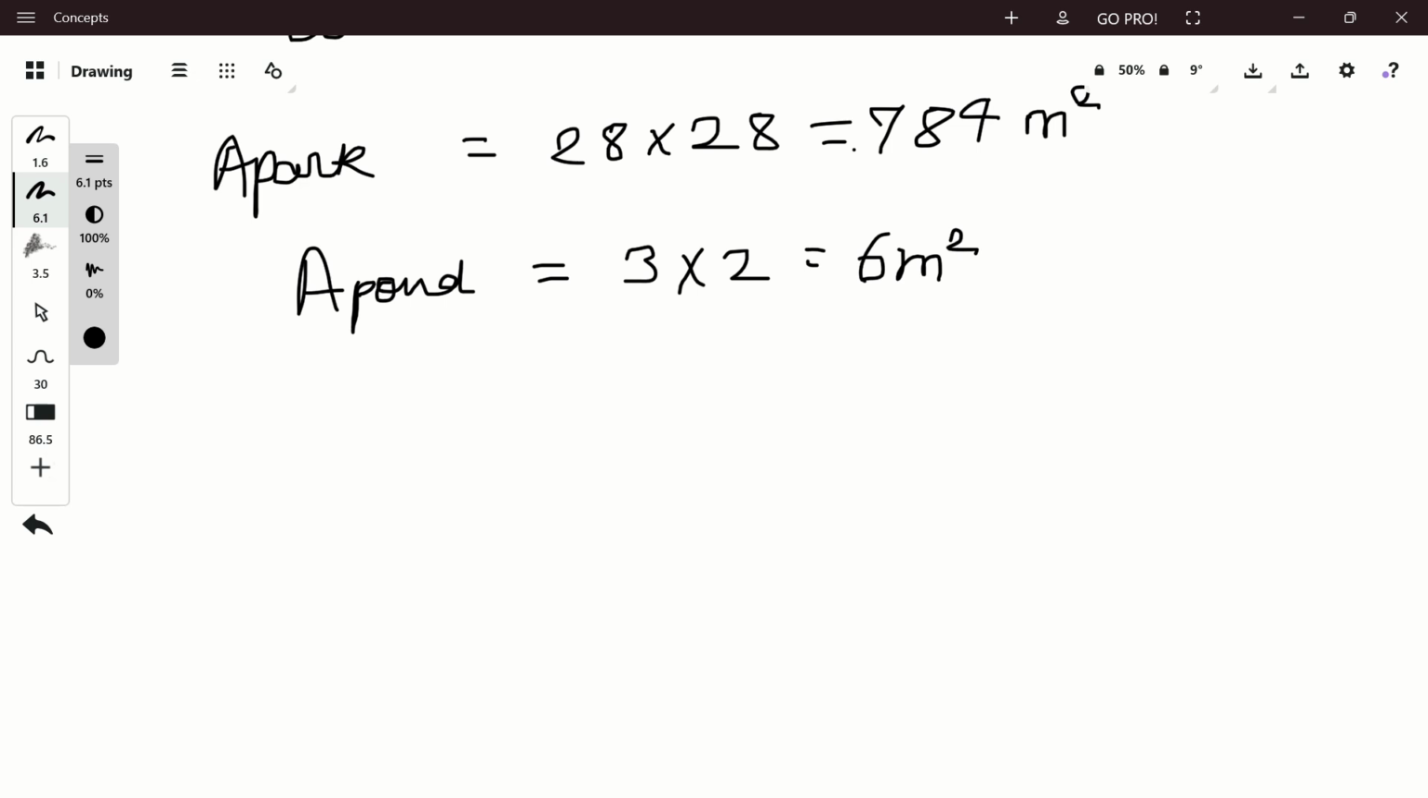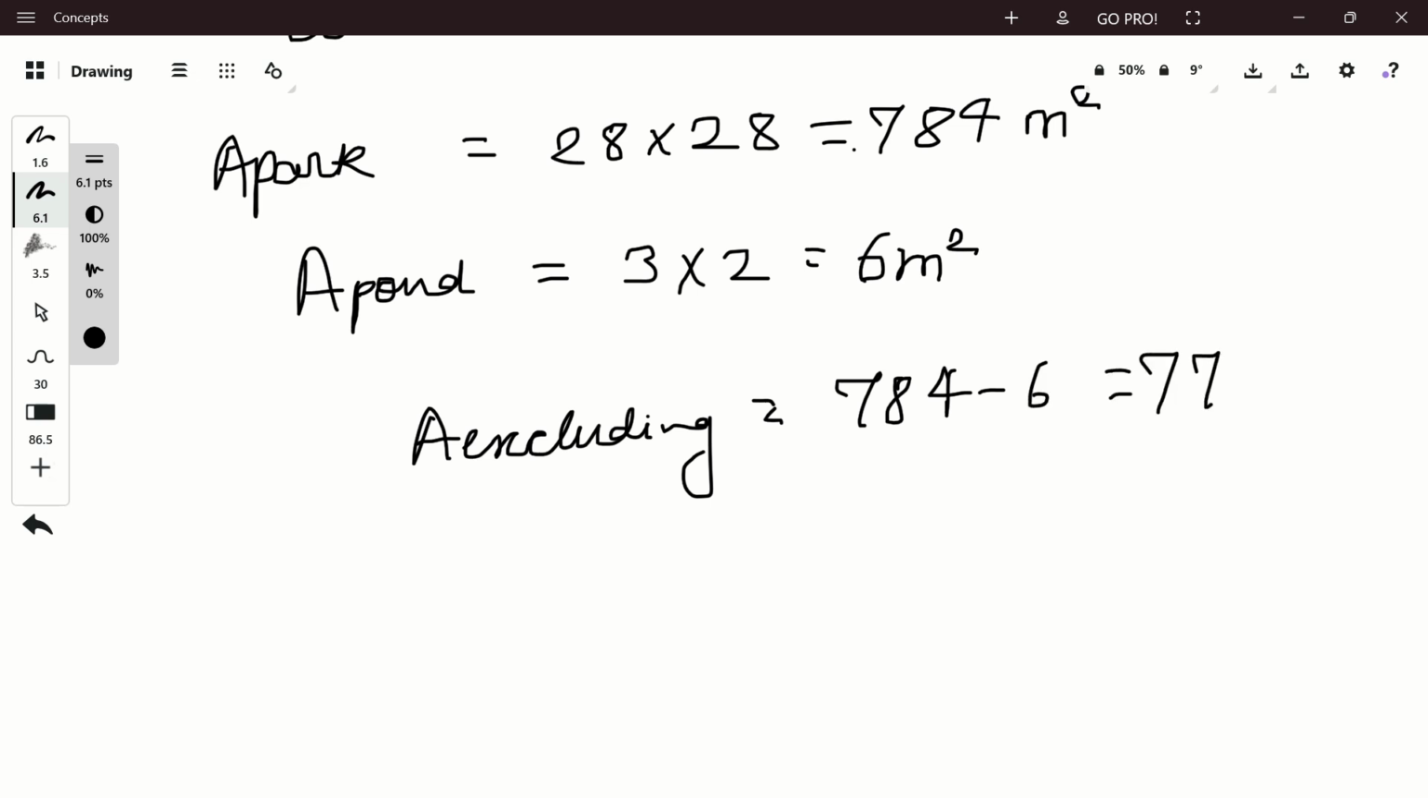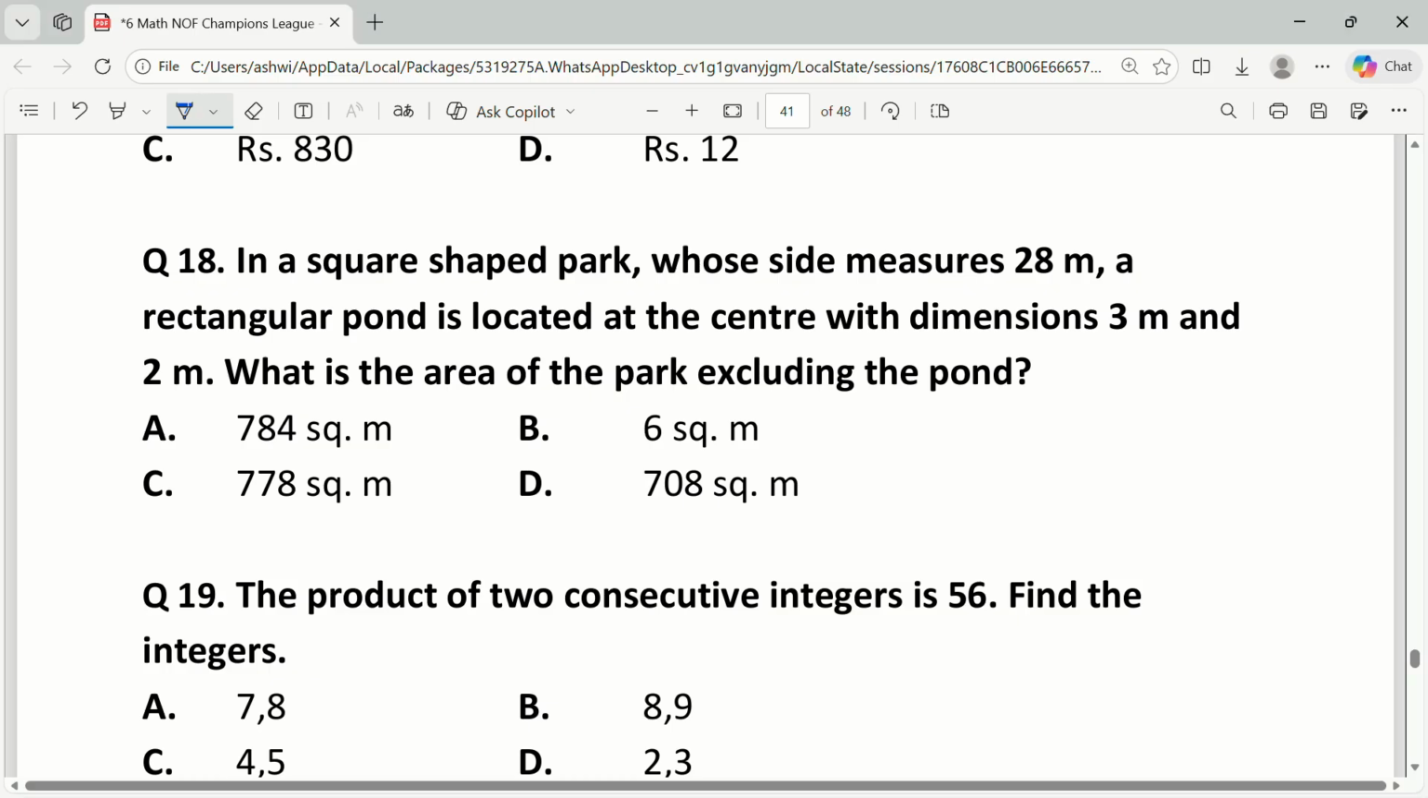So area excluding the pond is equal to area of park minus area of pond, which is 784 minus 6, which is equal to 778 meter square. Comparing with the options, the answer is C.